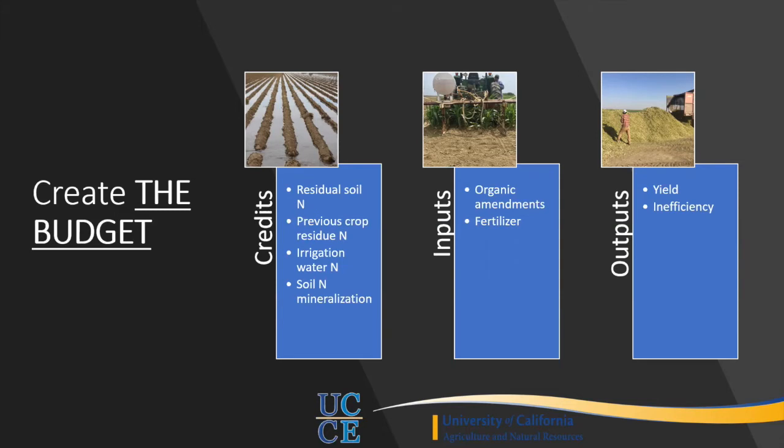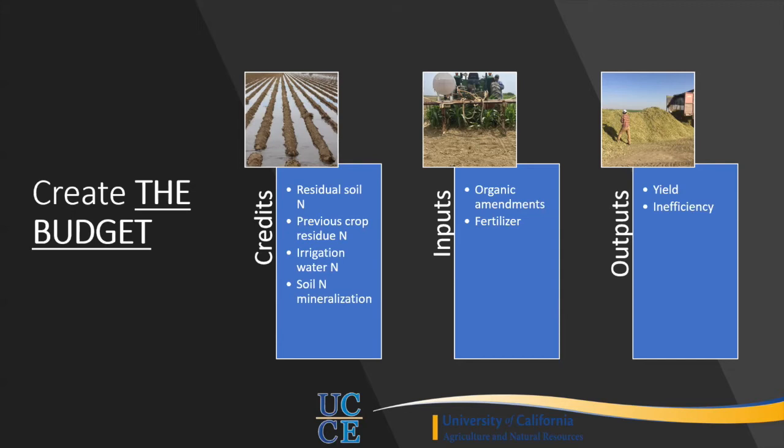Then there are the inputs. These are the things that you would actually buy and put into the field in order to provide nutrients for that crop. Finally, there are the outputs. What do you get as a sum result of the credits and the inputs, and of course all of the other management practices that you invest into your crop? Generally, the outputs can be listed as the yield. So what do you pull off of the field? And then what is the inefficiency?